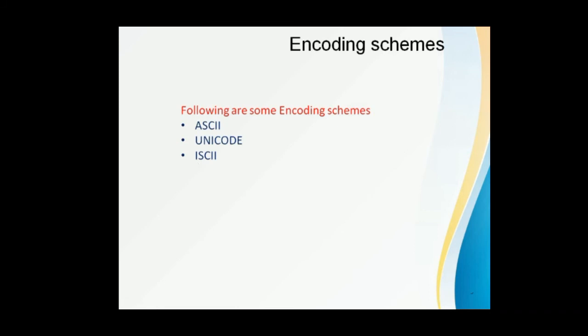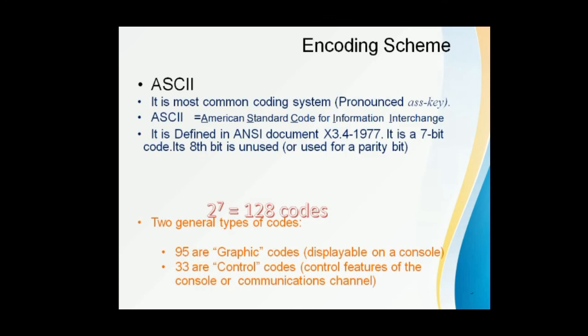ASCII stands for American Standard Code for Information Interchange, and it is a 7-bit code, and the 8th bit is used as a parity bit. We can have 2 to the power of 7, which is equal to 128 codes. 2 types of codes are there. 95 are graphic codes displayable on a console. 33 are control codes, control features of the console or communications channel.